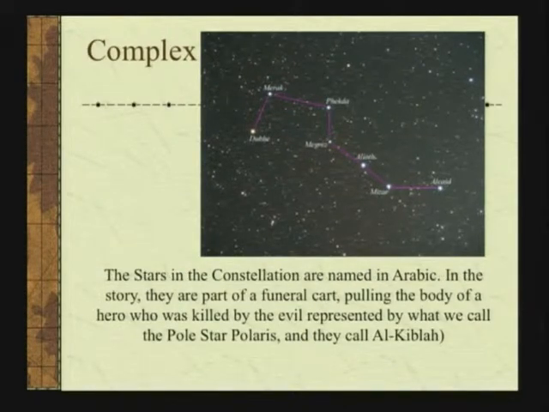The complex view. The stars in the constellation are named in Arabic. In the story of the naming, they're part of a funeral cart pulling the body of a hero who was killed by the evil represented by what we call the pole star Polaris, which they call Al-Qibla. So evil enters the universe through Al-Qibla, through the pole star, which we call the North Star in this particular piece.